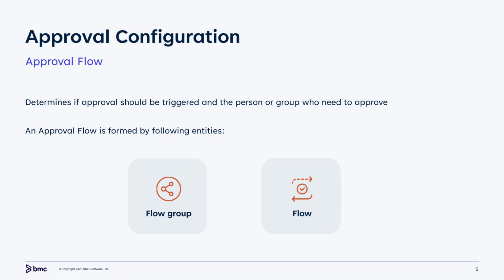An approval flow determines a specific person or group of users who need to approve the case. It defines how approvals should be executed, and it also allows the administrator to group similar types of approvals based on types of cases, lines of business, and user groups. An approval flow is formed by two entities, a flow group, and one or more flows.